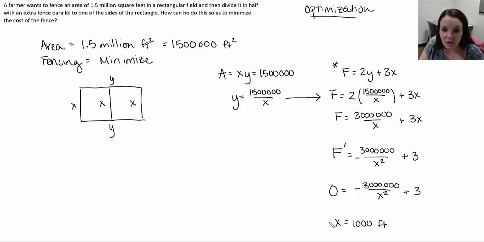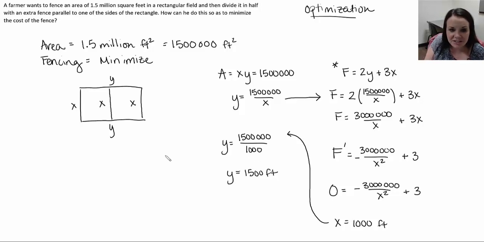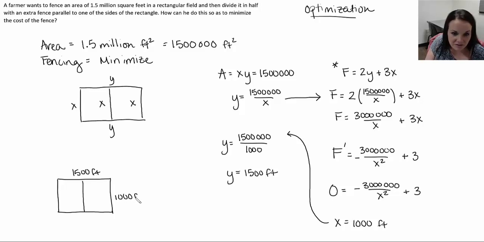Now, in order to get the Y variable, or the dimension of the long side, I simply plug that 1,000 into my original equation up here. When I do that, I end up getting a Y of 1,500 feet. And so I have my dimensions here. To answer the problem, I can draw another picture and label what I know. The long side we said was 1,500 feet, and the short sides will be 1,000 feet. By doing so, I will have minimized the amount of fencing, which minimizes the cost of the fence, but still gives us an area of 1.5 million square feet.